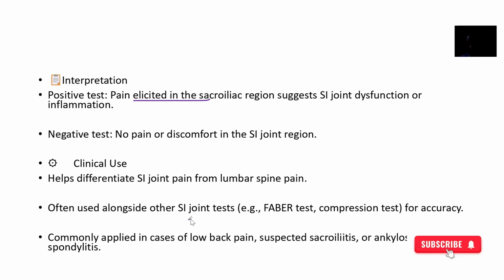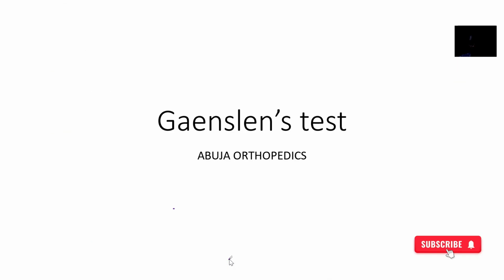So for clinical use, you can use this to differentiate between sacroiliac joint pain and lumbar spine pain. Then you do this alongside other tests like the Faber test and also the compression test. It's commonly used to diagnose issues like low back pain, and also when you are suspecting sacroiliitis or probably ankylosing spondylitis. Okay, so this is what we have for Gaenslen.